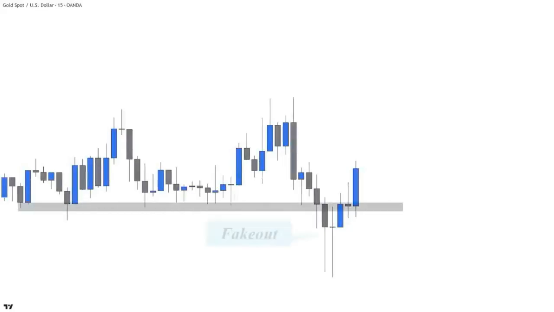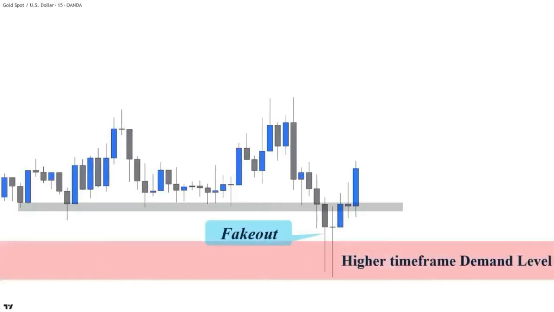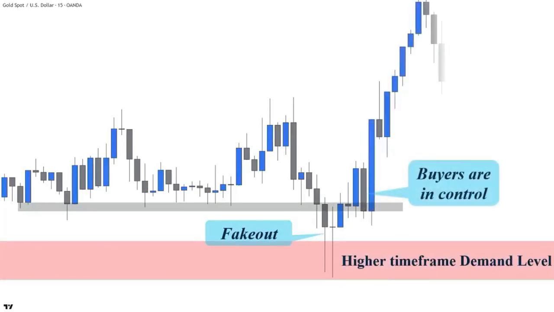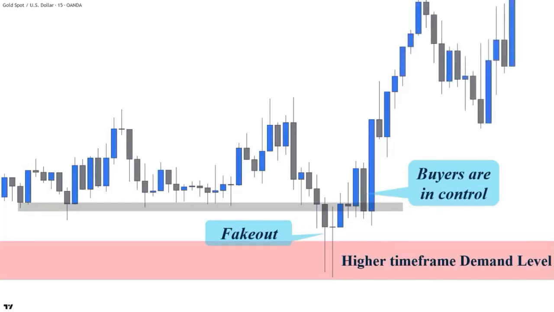Here on the gold 15 minutes chart, we have a fakeout. But the interesting point about this fakeout is that it occurred after mitigating a higher time frame demand area. So, this is a double confirmation that the short-term downtrend is over, and we might witness a reversal.